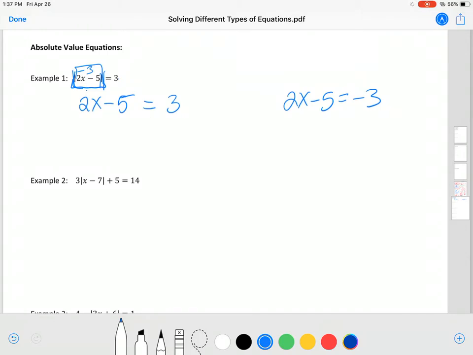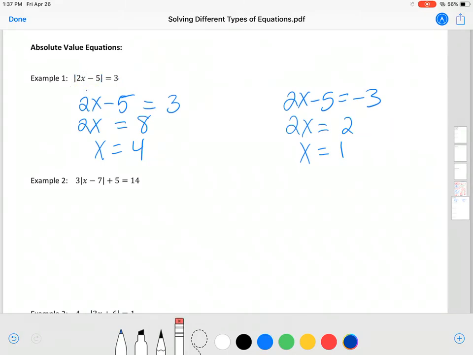So I'm going to add 5 to both sides, and I'm going to divide by 2, which gives me 4. And for this one, I'm going to add 5 to both sides, which gives me a positive 2. And that's going to give me x is 1. So when I go back and check, when I plug in 4, it's going to make the inside of the absolute value equal to 3.